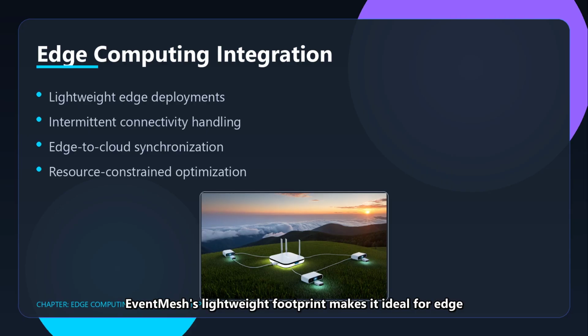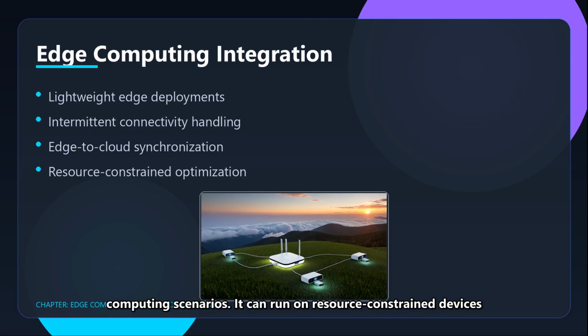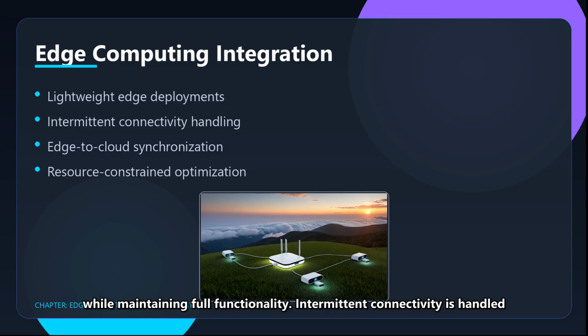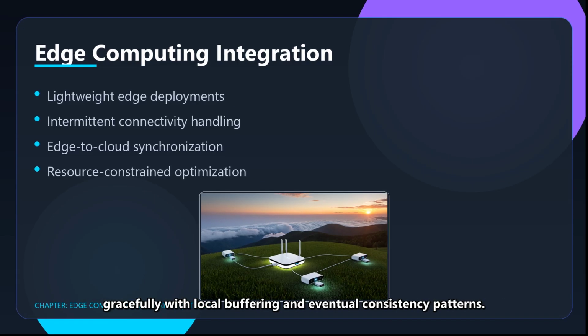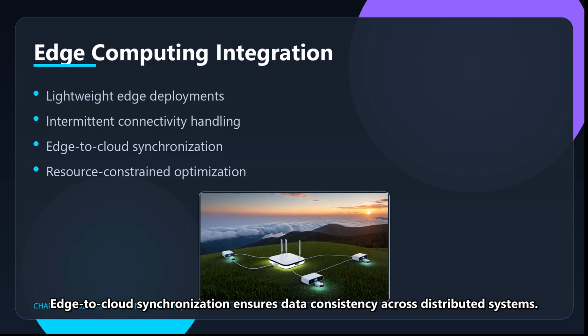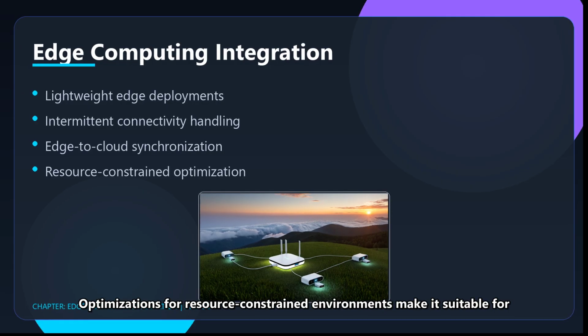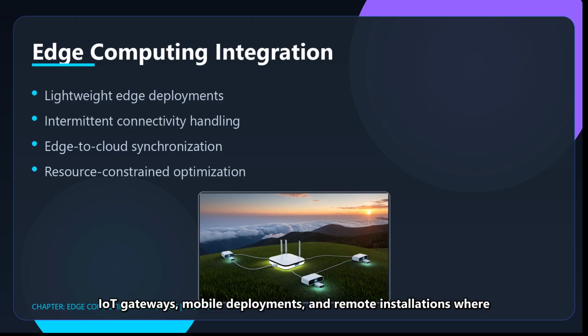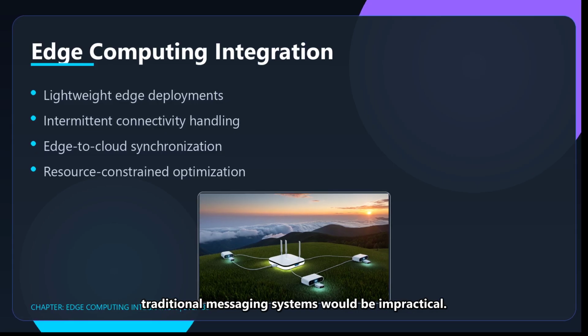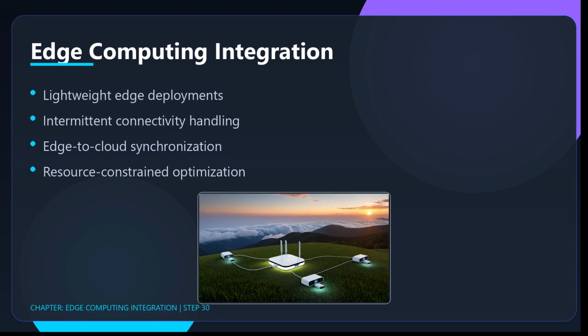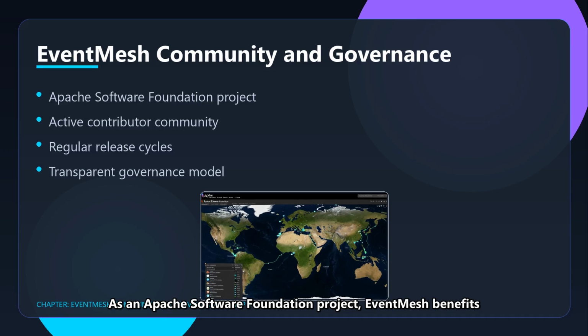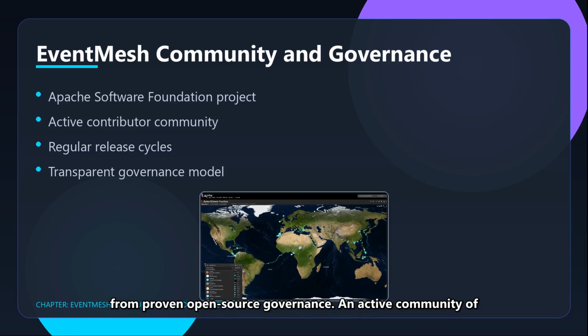EventMesh's lightweight footprint makes it ideal for edge computing scenarios. It can run on resource-constrained devices while maintaining full functionality. Intermittent connectivity is handled gracefully with local buffering and eventual consistency patterns. Edge-to-cloud synchronization ensures data consistency across distributed systems. Optimizations for resource-constrained environments make it suitable for IoT gateways, mobile deployments, and remote installations where traditional messaging systems would be impractical.